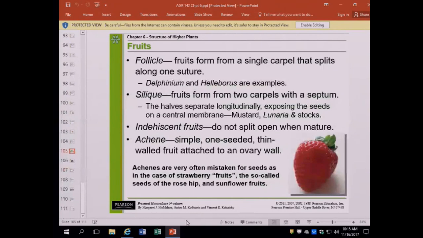A couple of these I'm gonna skip over, but an achene is one that I think we need to include. It's a simple, one-seeded, thin-walled fruit attached to an ovary wall. Achenes are often mistaken for seeds, such as in the strawberry. The so-called seeds of a rosehip or sunflower are examples of an achene that we talk about.